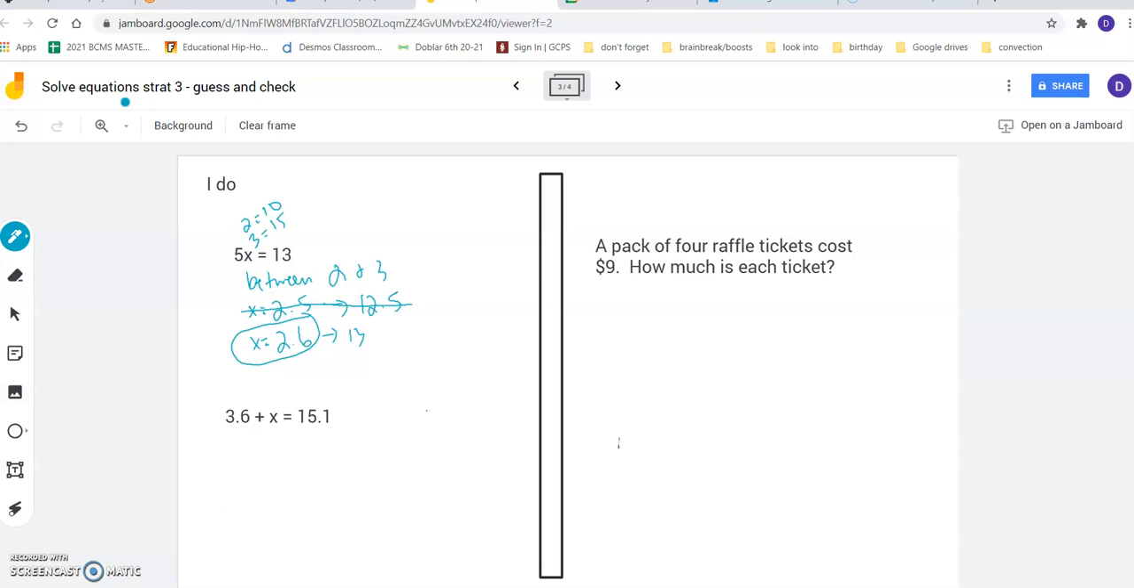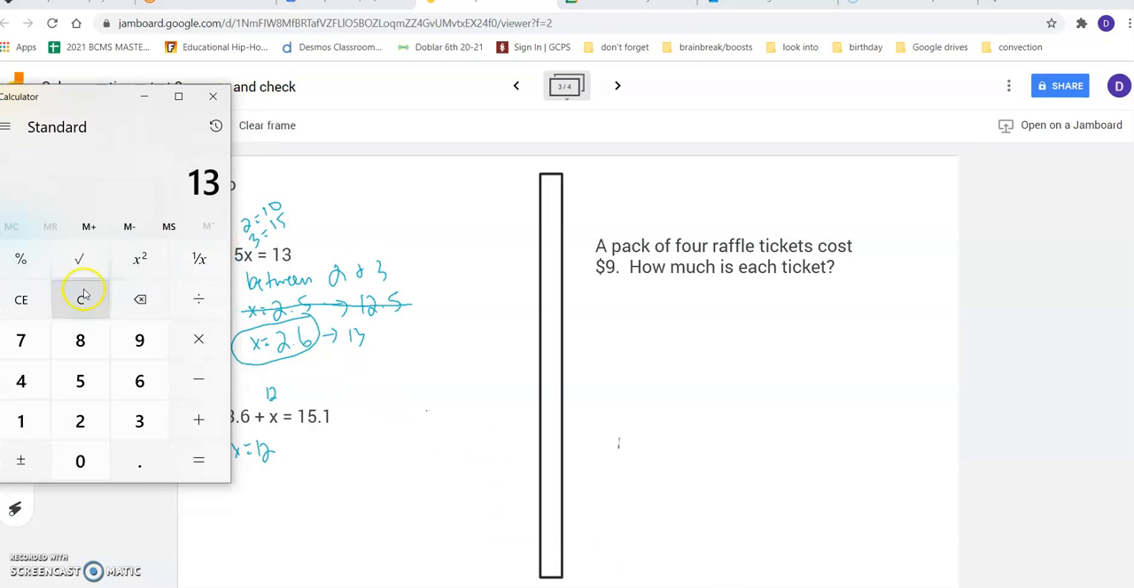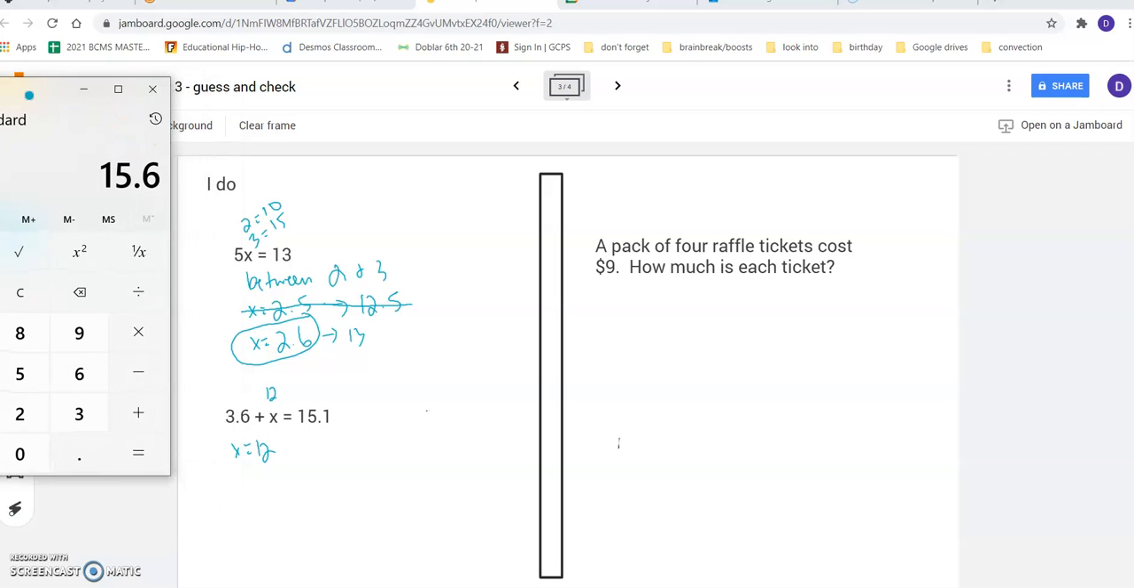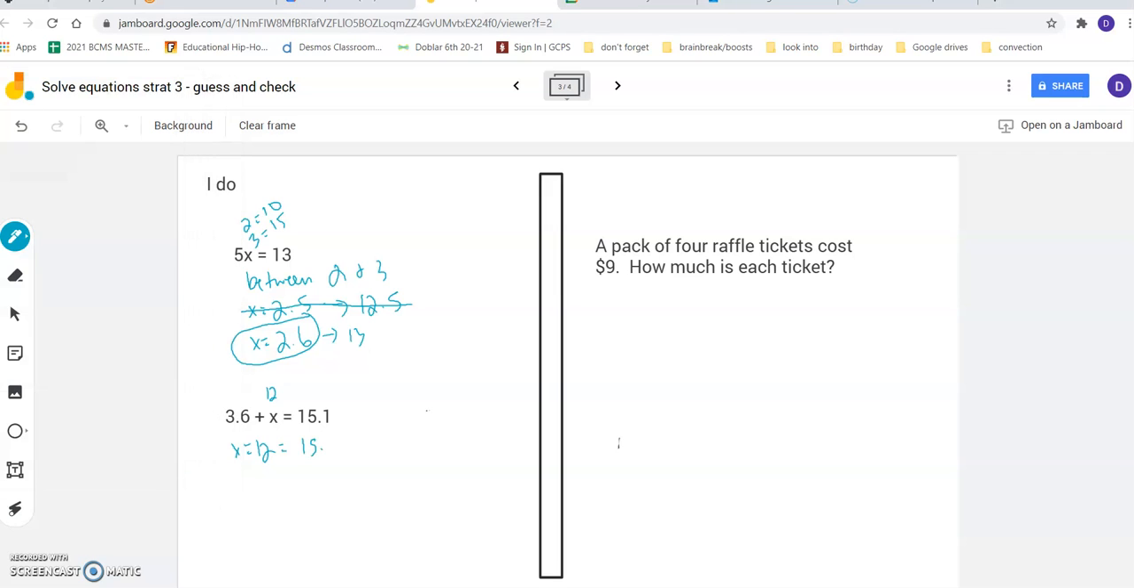3 6/10 plus x equals 15 1/10. Let's just take a guess. So I see 3 here, and I know 3 plus 12 is about 15. So let's start with x equals 12. If I use x equals 12, 3 6/10 plus 12, I don't even need a calculator for this. Y'all probably do, calculator zombies now. It is 15 6/10, so too high. So that's not it. I need something lower.